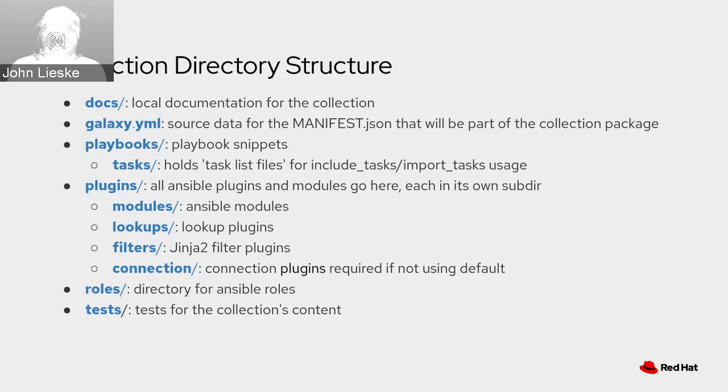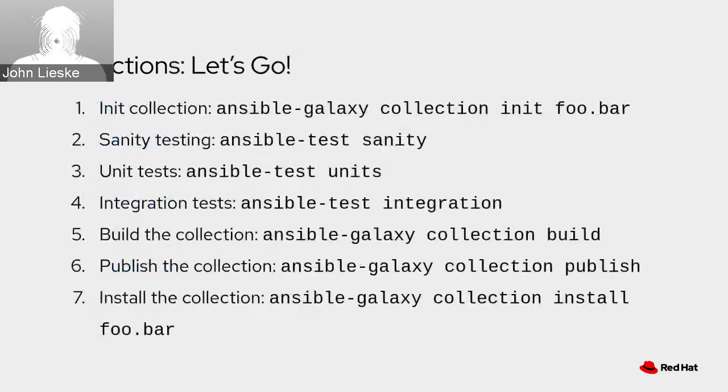Here's a quick list of commands to interact with collections. Again, you don't have to copy these. We're including initializing a collection. In this case, we're initializing a collection named bar under the namespace foo. We also have a few examples here of using Ansible test, which I mentioned earlier, against a collection using your sanity, your unit testing, and your integration testing. You also have packaging the collection using the build command. You have publishing the collection to Galaxy. We also have at the bottom installing the collection using its name on Galaxy or Automation Hub.